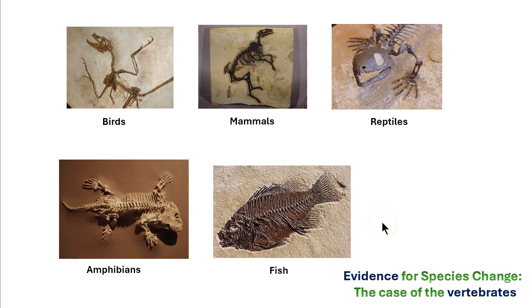In previous lessons, we've learned about Darwin's evidence for species change. He laid out this evidence in his famous book on the origin of species. We've also learned a little bit about the story of vertebrates, the evolution of vertebrates from non-vertebrate ancestors. In this lesson, we're going to combine the two. We'll look at the evidence for species change as it pertains to vertebrates.